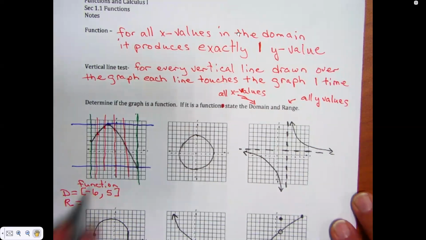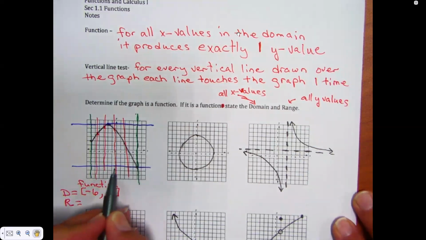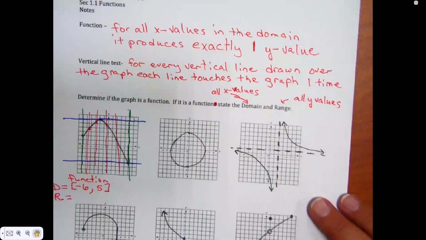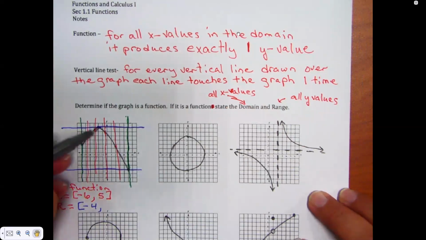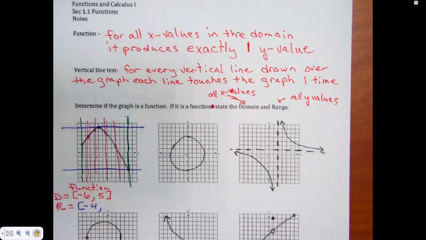So my range is, what's my lowest? Is that -4? -4. And what's my highest? The y value, 6.